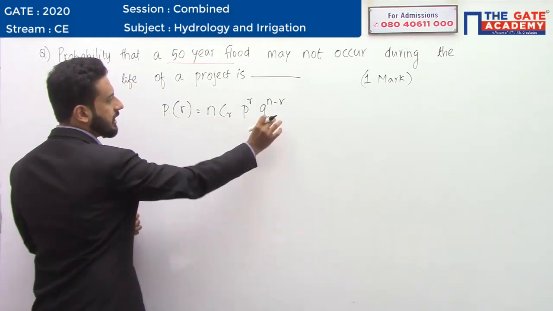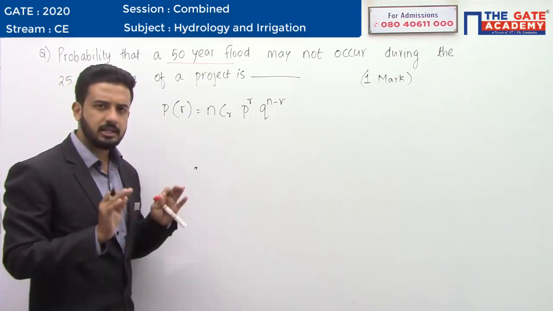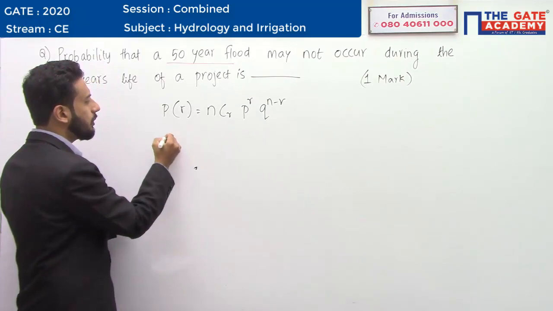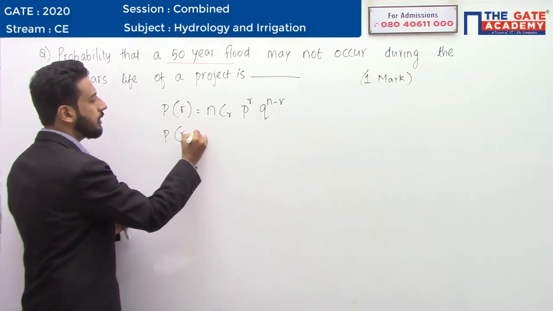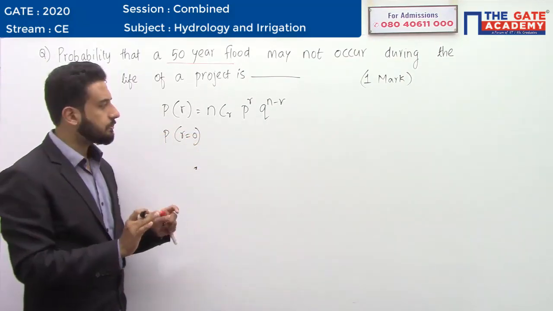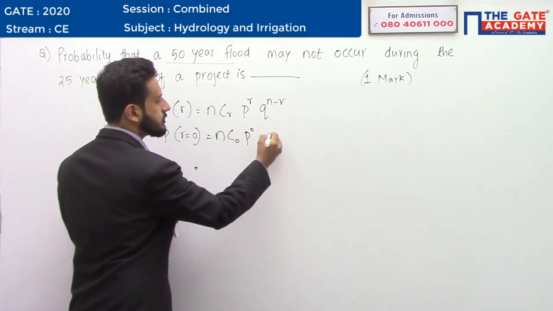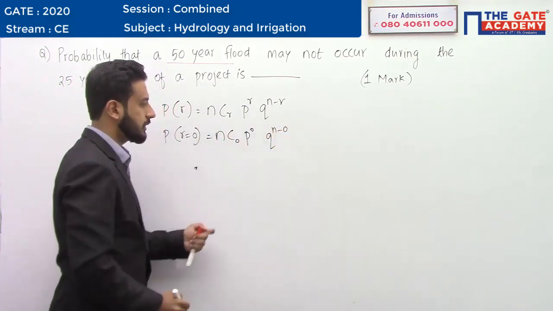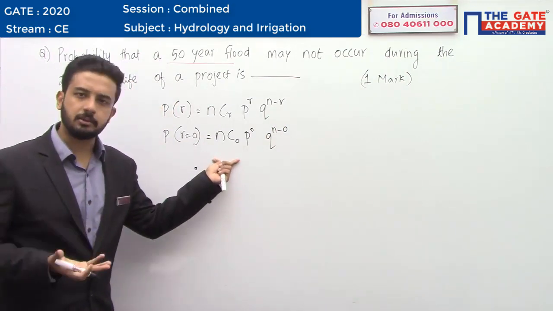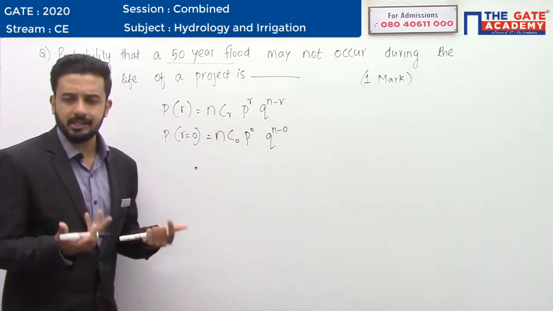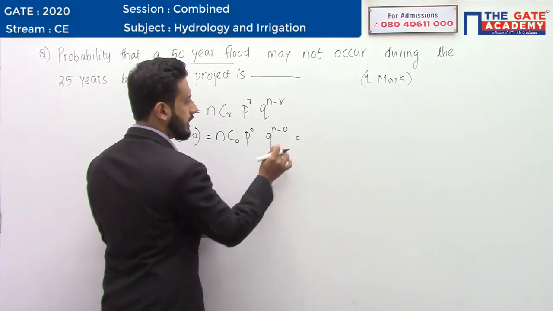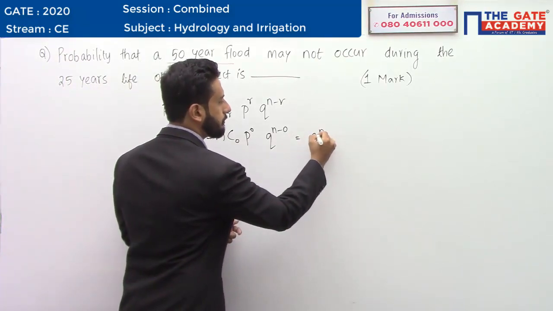So NCR, P raised to R, Q raised to N minus R is our basic equation. Now, what they are asking is that it does not occur at all. We just have to substitute R equal to 0. So NC0, P raised to 0, Q raised to N minus 0. We know NC0 is nothing but 1, and P raised to 0, anything raised to 0, is 1. So the answer is going to be Q raised to N, right?